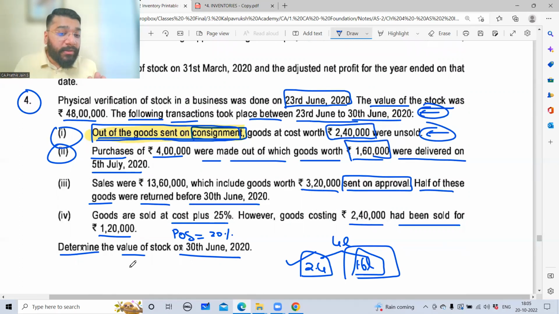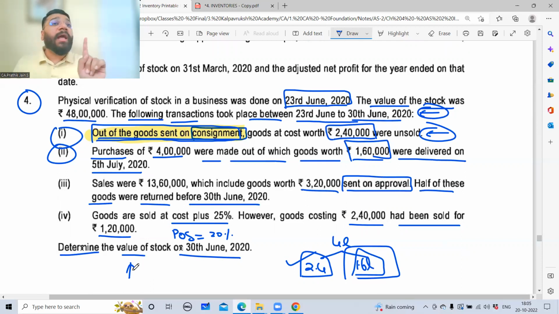And moreover, if you look at the final answer, they did not ask the physical value of the stock on 30th June. They are asking the book value of the stock on 30th June. One second. They're asking book value of the stock on 30th June. I know it is pricking because the assumptions are varying here and there. I understand. But I'm telling you how they have solved this particular question, keeping all this in mind.